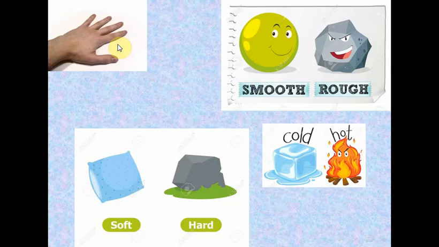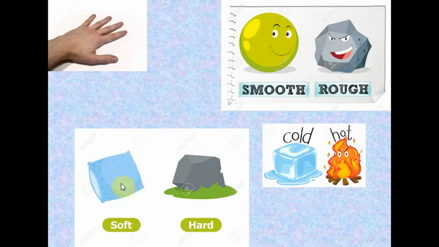So, you can use your hand here to describe this ball and this rock. Yeah, this time I don't need you to tell me that this is green or this is round. No, I need you to touch it and tell me how does it feel like. You can use these adjectives: smooth or rough. When you touch this one, it feels different than this one. It doesn't have the same texture. This one is smooth while this one is rough. How did you know? I touched them.